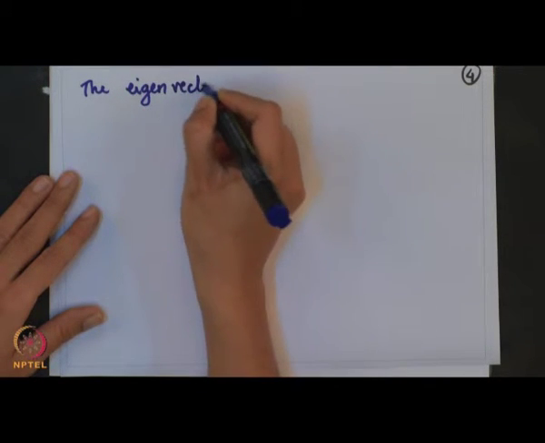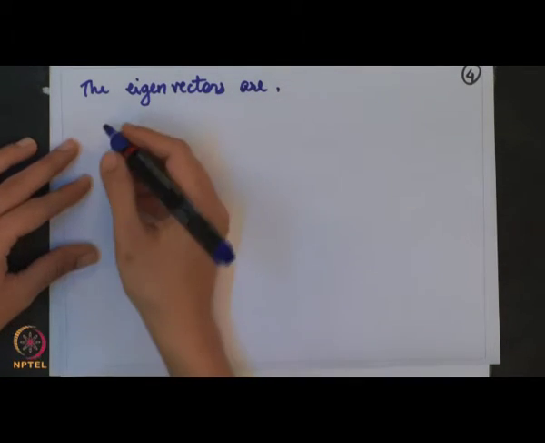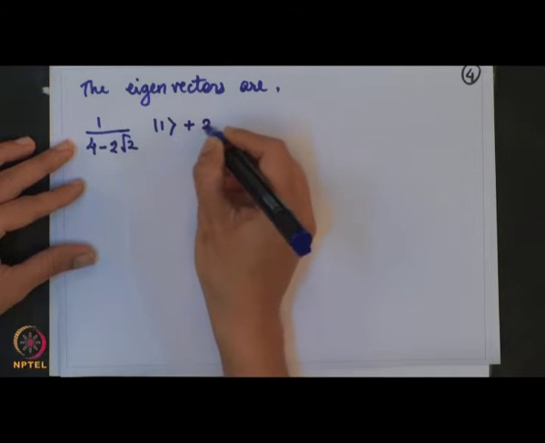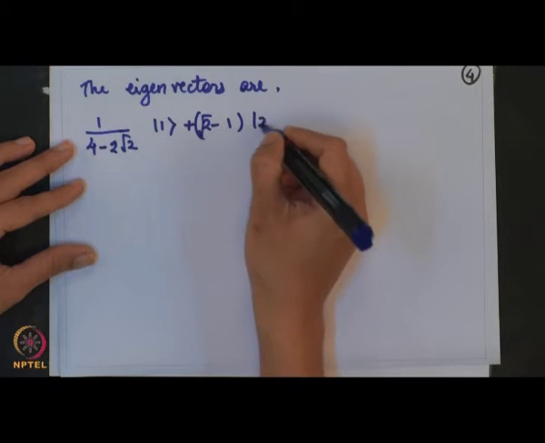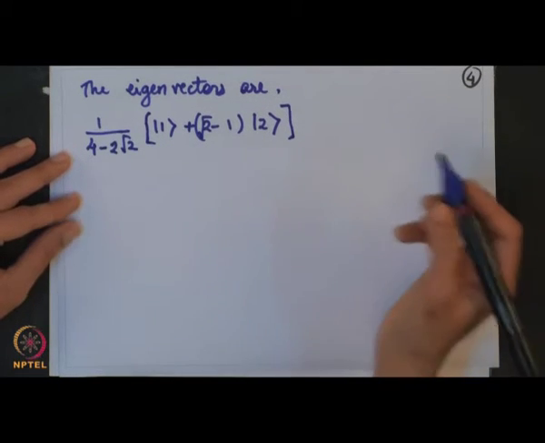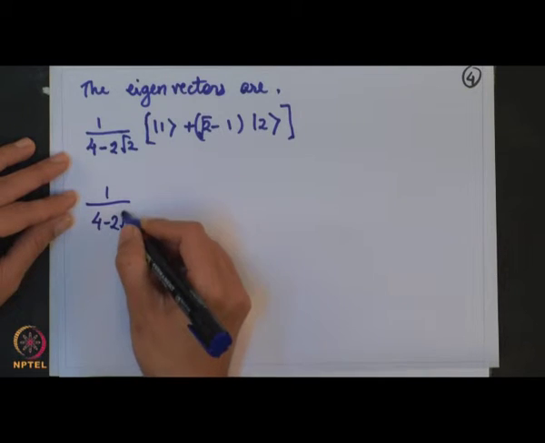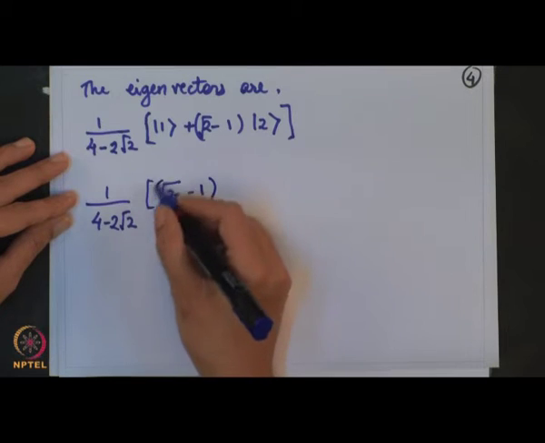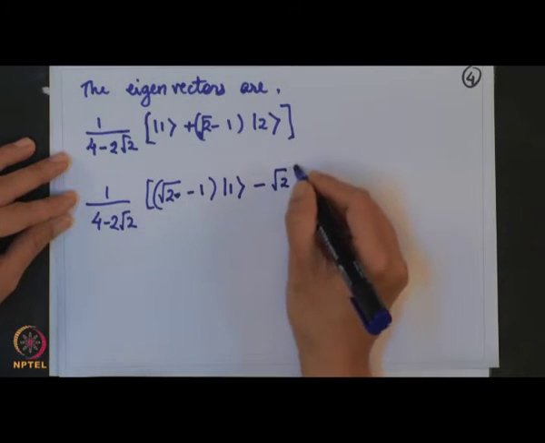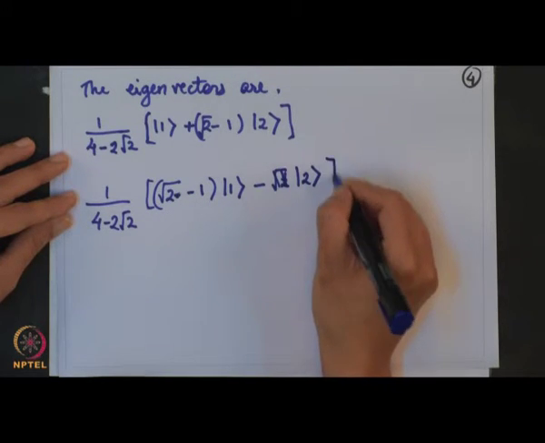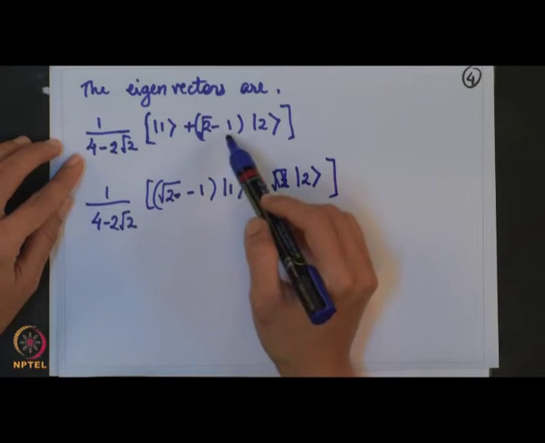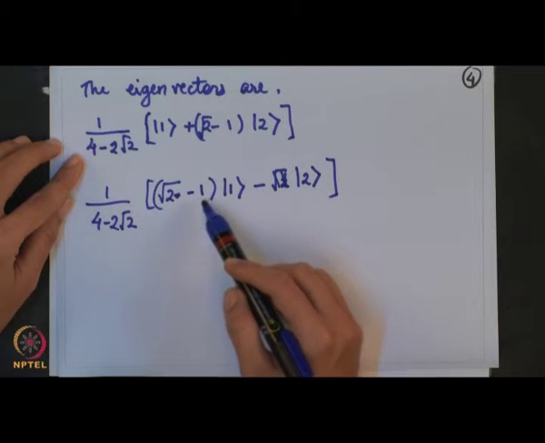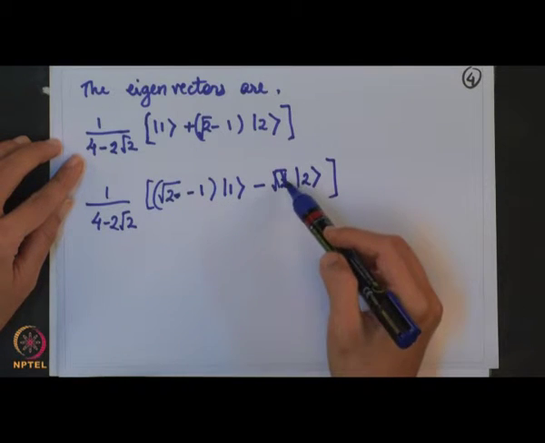The eigenvectors are, the first one, which I just demonstrated, will give you the result. This is very simple to check. So, this is the first eigenvector, and the second one you obtain with just a few steps of calculation. The first one is, after normalization, ket 1 plus root 2 minus 1 ket 2, and the second eigenvector will be square root of 2 minus 1 on ket 1 minus ket 2.